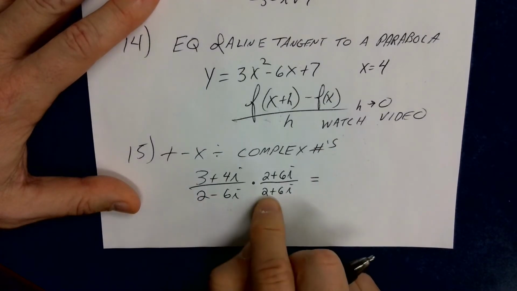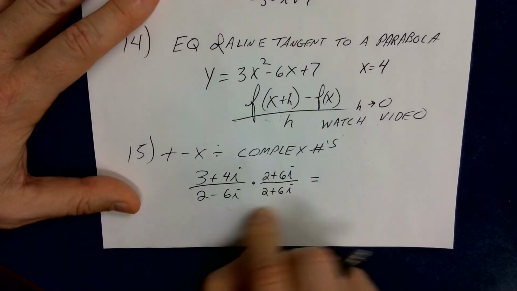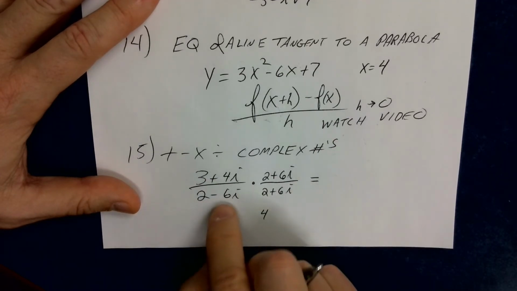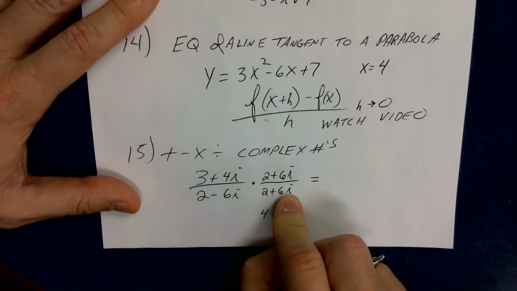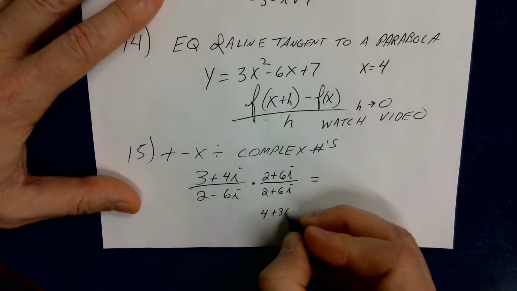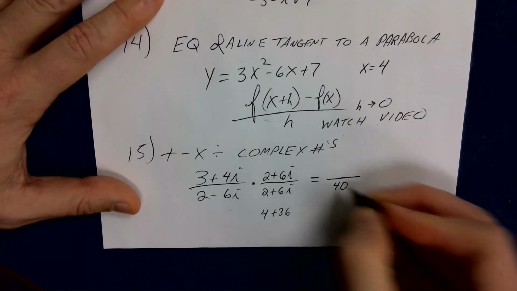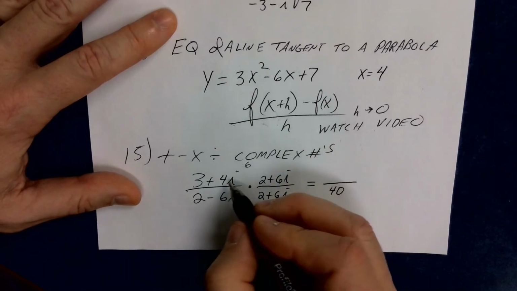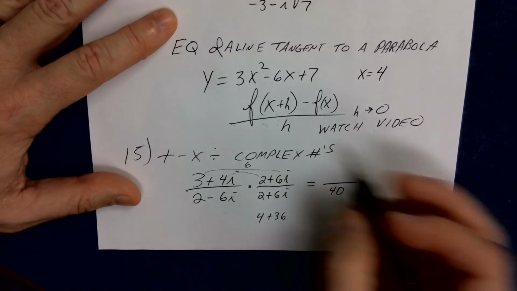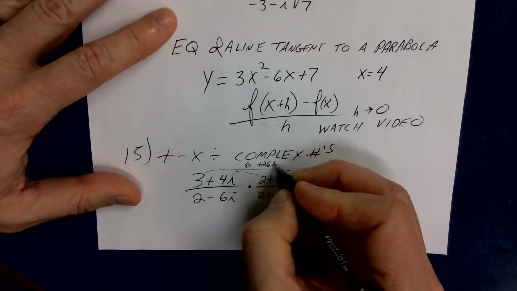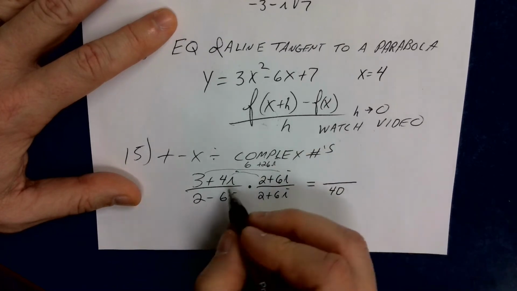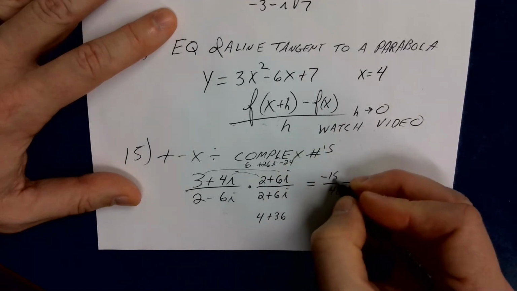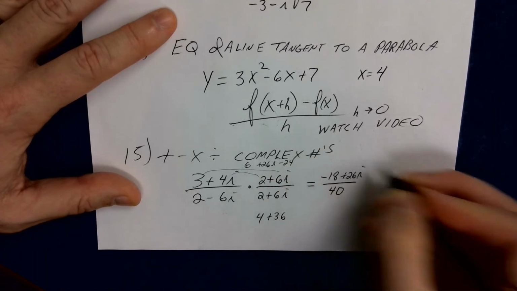So you can see it, 2 times 2 is 4. Negative 12i, positive 12i go poof. So I get 4. And then negative 6i times 6i is negative 36i squared, which becomes plus 36, which means my new denominator is 40. On the top, 2 times 3 is 6. 8i and 18i is plus 26i. And then 4i times 6i is 24i squared, which is minus 24. So I get negative 18 plus 26i.